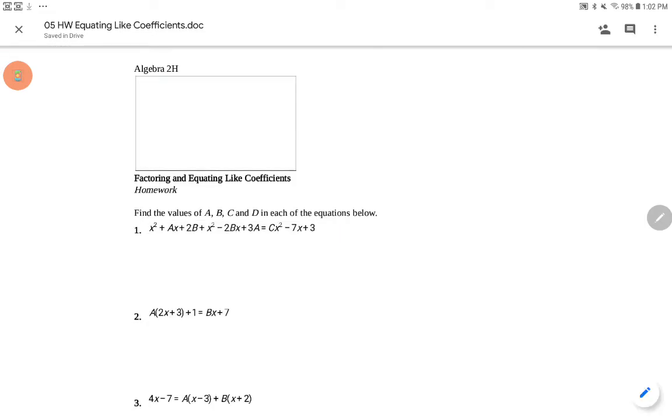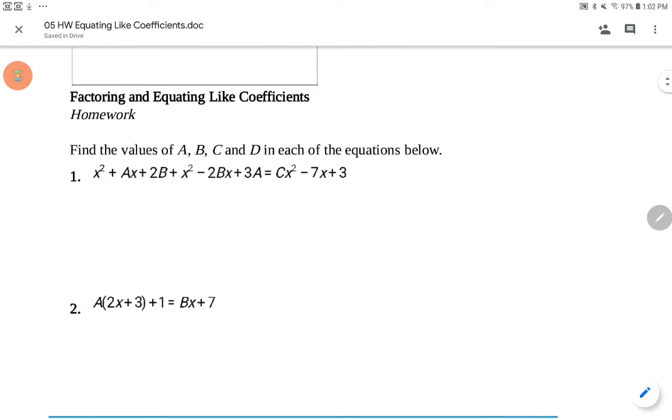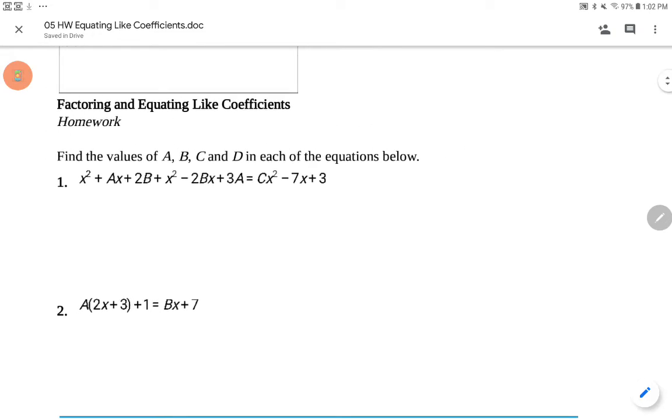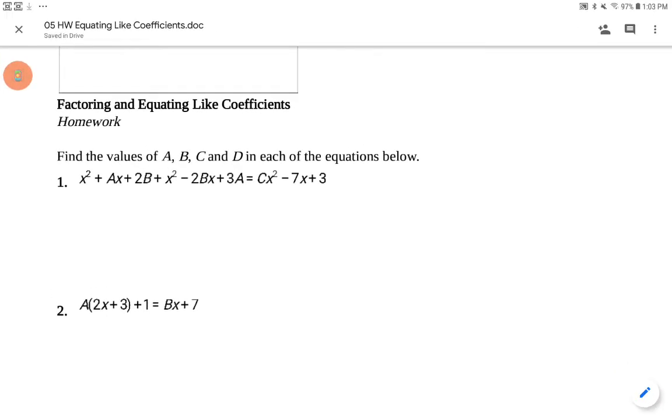Alright, hope it loads. There we go. So what I would like to do is do the first one with you, just to give you a chance to see a more complicated version. This is the first problem on your homework. Again, the instructions are finding values of A, B, C, and D. And there you have it. If I look at it, I would be scared too. So let's do this together, and then we'll move on.